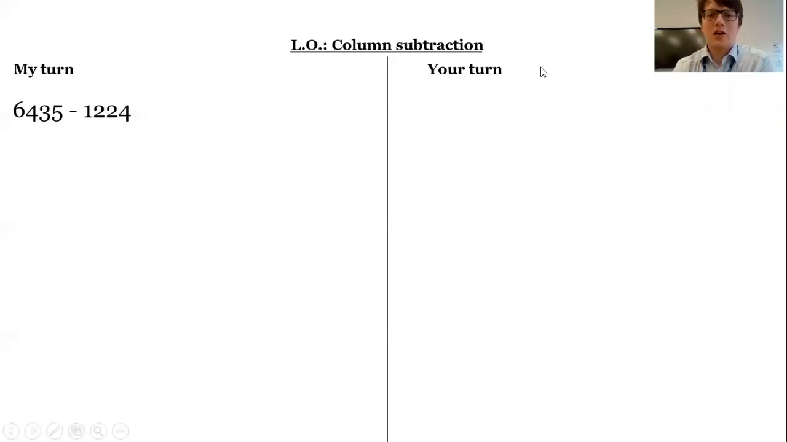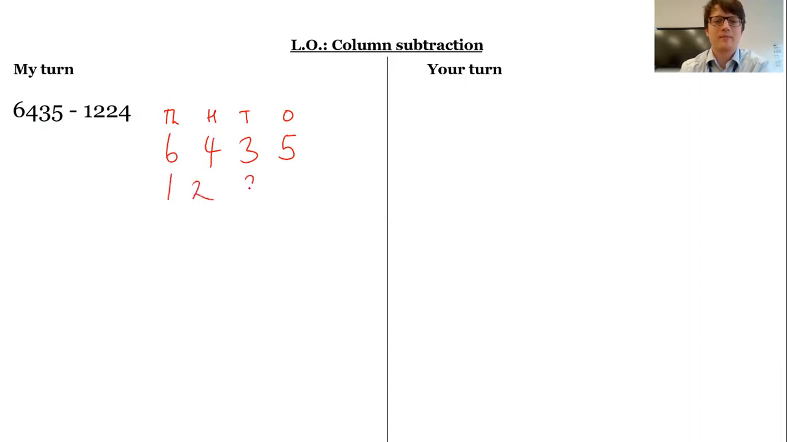Okay, today we're going to be looking at column subtraction. Again, we're going to be thinking about our place value columns. It's really important when we do this that we line up our digits really carefully, so everything is nice and clear. And don't forget the subtraction sign.